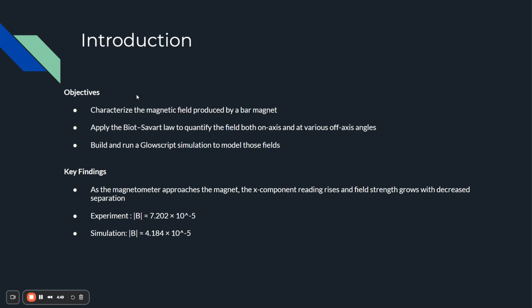In this experiment, we explored the magnetic field of a bar magnet and how it changes with distance. Some objectives were to characterize the magnetic field produced by the bar magnet, apply the Biot-Savart law to quantify the field both on axis and at various off-axis angles, and then build and run a GlowScript simulation to model these fields. And here are some of the key findings. We saw that as the magnetometer approached the magnet, the X component reading rises and field strength grows with decreased separation.